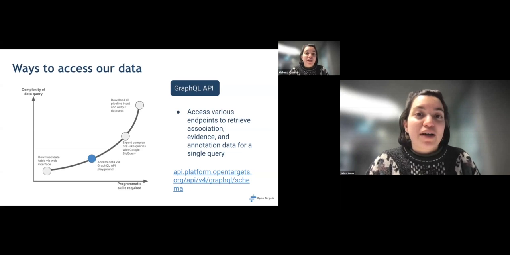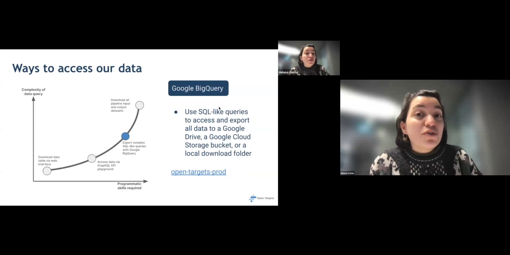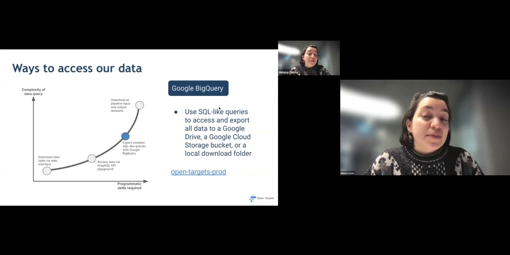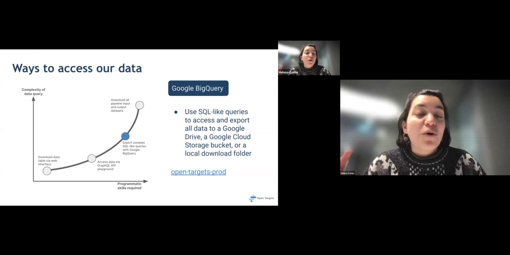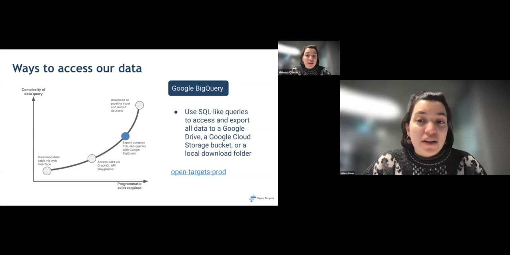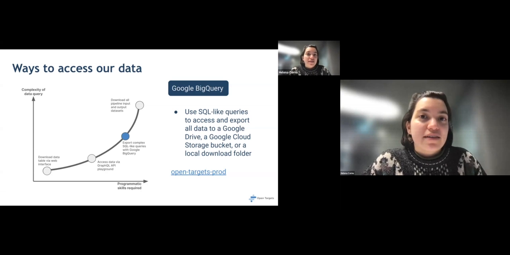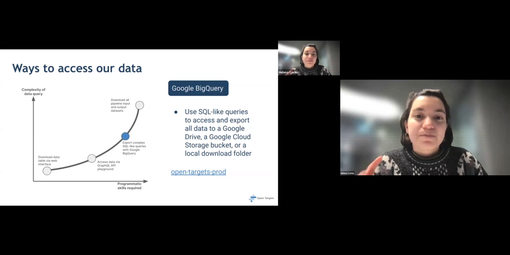For this, we would still recommend only looking at one association or one target or one disease, because more than that, it starts getting quite complicated. If you do want to look at multiple targets at the same time, you could use either Google BigQuery or our data download. Google BigQuery, if you're not familiar, lets you use SQL-like queries to access and export all the data to a Google Drive, a Google Cloud bucket, or a local download folder. This is very useful if you have further analyses that you want to do in Google Cloud.